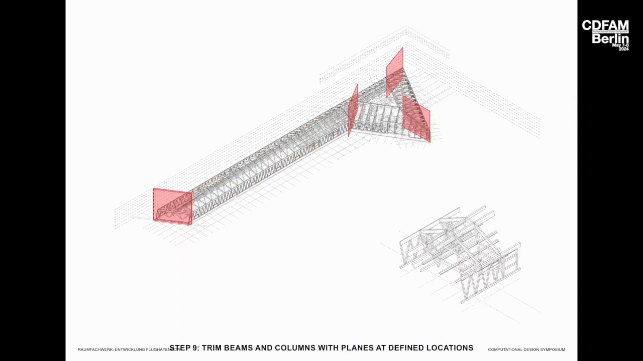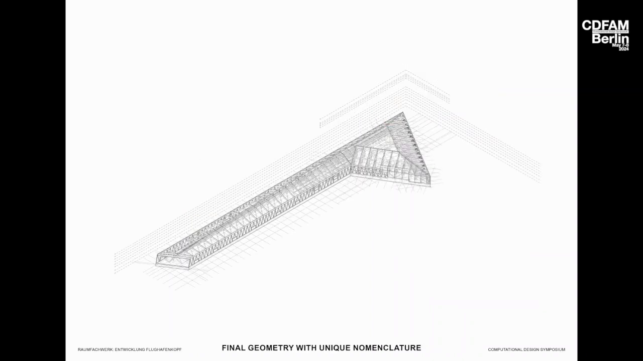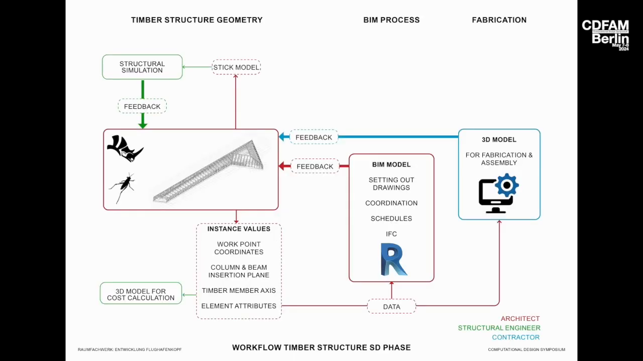So there's lots of processes going on within the script which deal with inclusion and interfacing and trimming. And then finally, we use the distinctive planes in order to trim the beams and columns and to get the final geometry. And then at the end, we do have our final timber structure geometry, where each element has a unique ID, which has been also developed out of our input data.